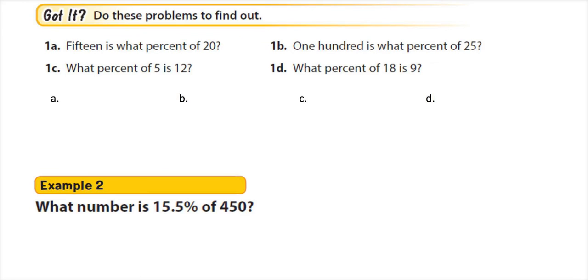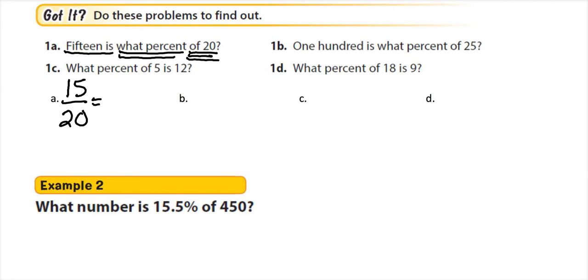Okay, let's take a look at this one. It says 15 is what percent of 20? So 15 is, so that goes on top. Remember, it's is over of. So what number was with the word of? That was 20, so that goes here. Is over of equals percent over 100.